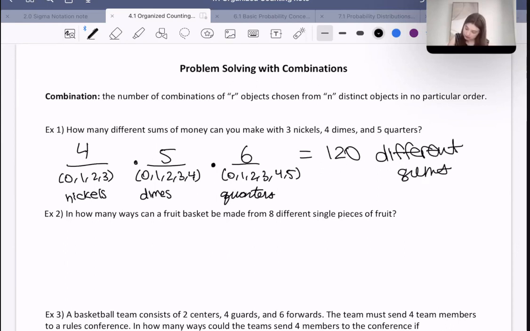And notice order didn't matter here. We didn't do anything to account for the order that we chose these things in, because if I choose 2 nickels, a dime, and a quarter, well, that's the same sum of money as if I'd chosen those in a different order. We're still getting the same money here.